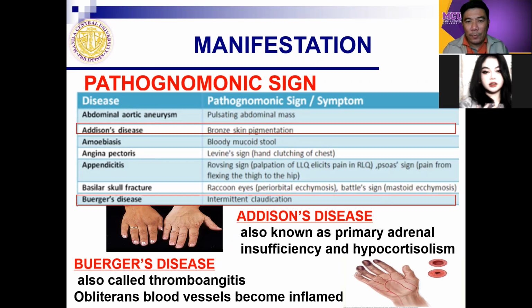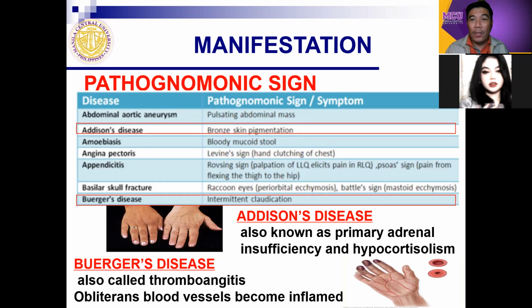Next po ay Addison's disease. Okay? Ang Addison's disease po ay identified sa problem sa adrenal. So pag sinabi nating adrenal, this is usually a problem with kidneys. Okay? So dito naman ang Addison's disease, ang problem nito ay adrenal insufficiency.